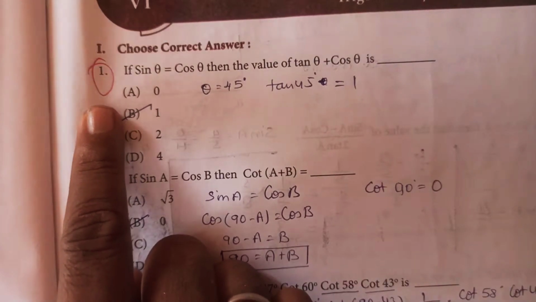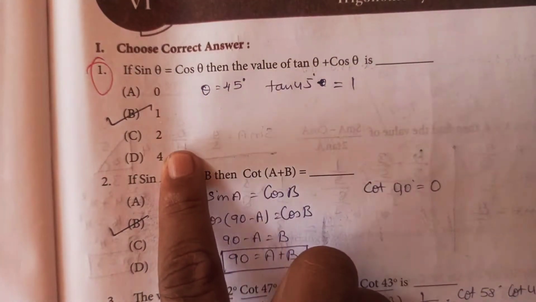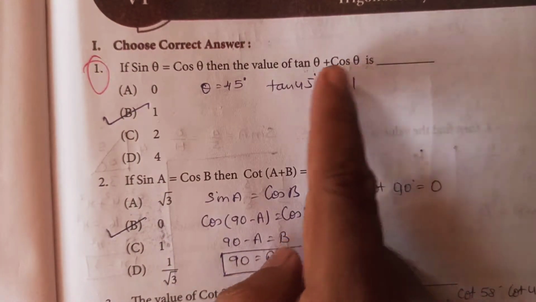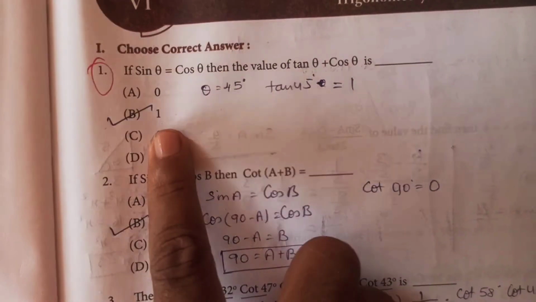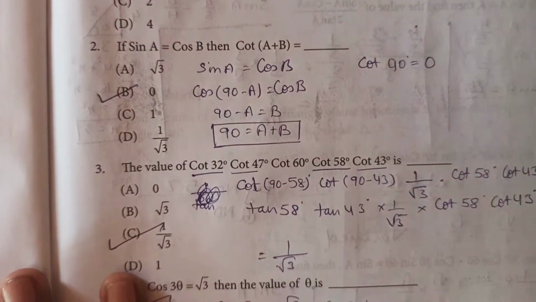I am not really convinced with the question they have given. So tan theta plus cos theta, they have option only 0. So I think they don't need to put this theta. Only tan 45 will become 1. So if they change the question, then we can say. So I am not convinced with the first question.